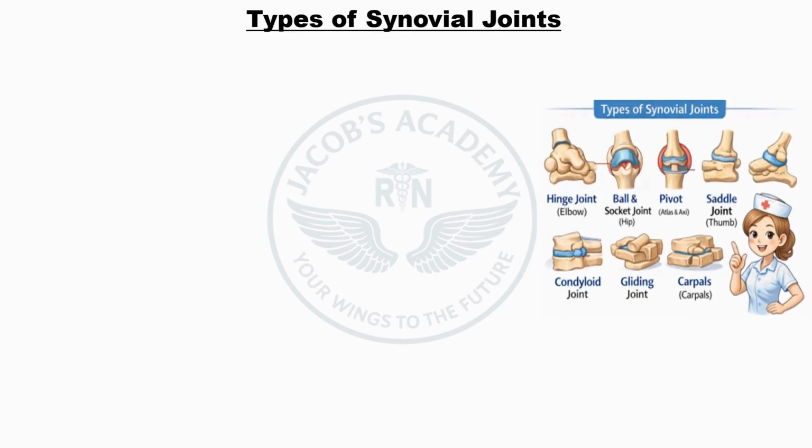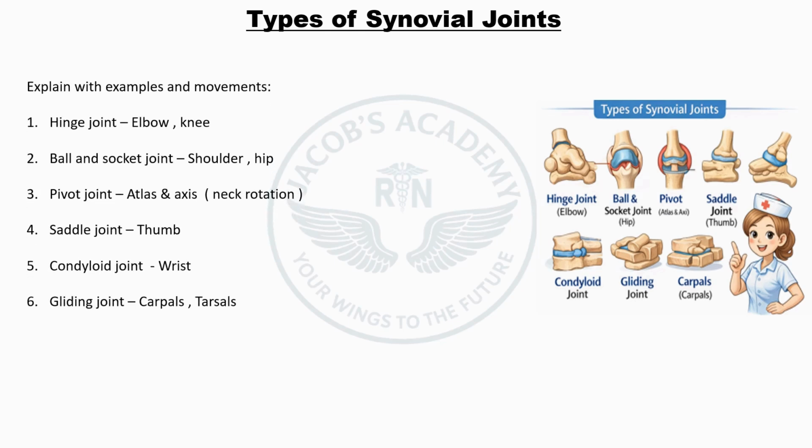Let us now move on to the types of synovial joints. As we discussed earlier, synovial joints are the freely movable joints of the body and are the most common type of joint. They are designed to allow different kinds of movements depending on their structure. Here we can see examples and also the movements.